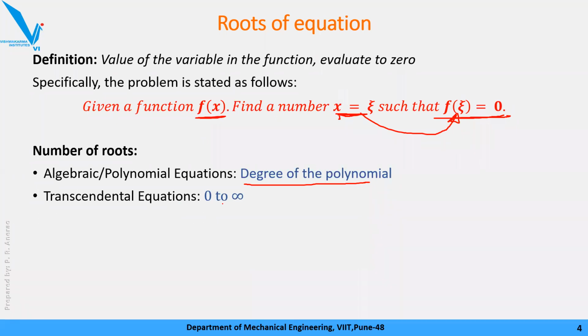a transcendental equation, meaning an equation which consists of logarithmic terms, trigonometric terms, or exponential terms, we cannot easily predict how many roots there will be. So they range from 0 to infinity. The number of roots for a particular transcendental equation might be anywhere between 0 and infinity.